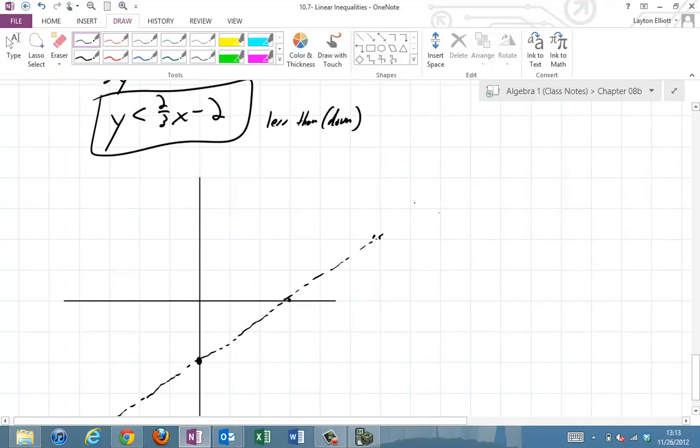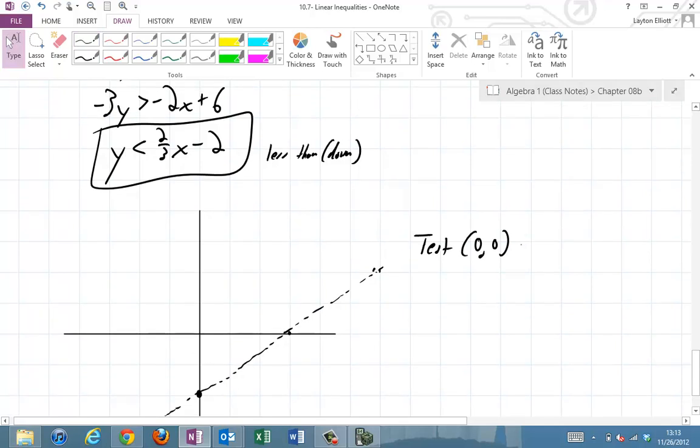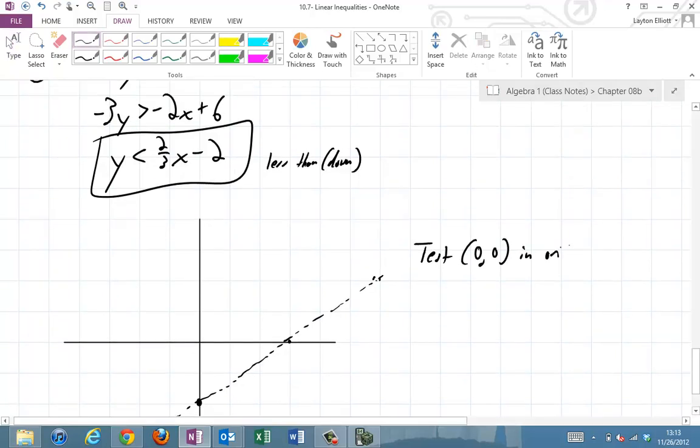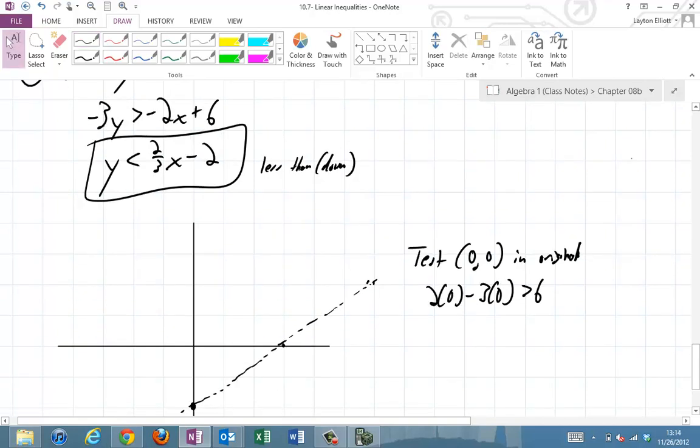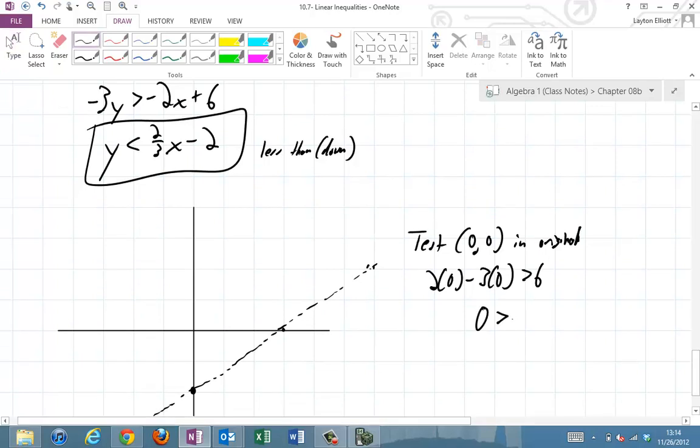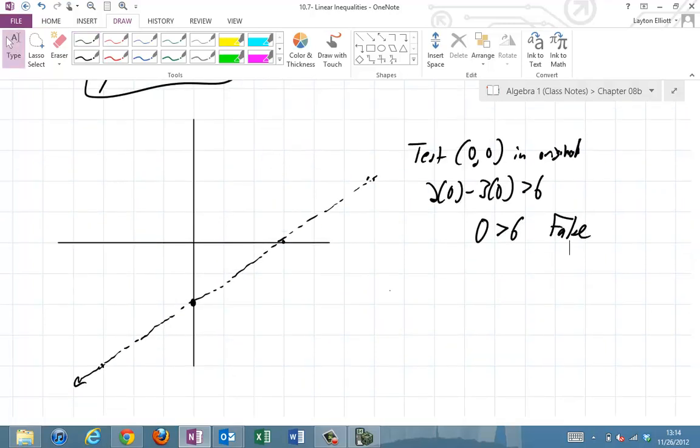The second way is to test a point that's not on the line. I'm going to test 0, 0. And it's best to test it in the original problem, because that way if you made a mistake somewhere else, you're checking against the original. So I plug in 2 times 0 minus 3 times 0 is greater than 6. And I get 0 is greater than 6. That is false. 0 is not greater than 6. 0 is less than 6.